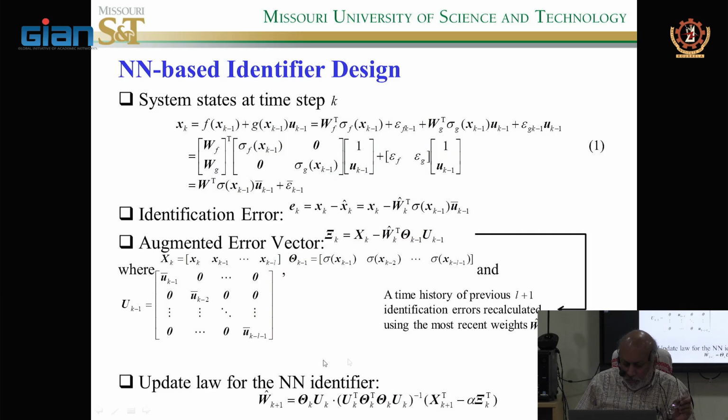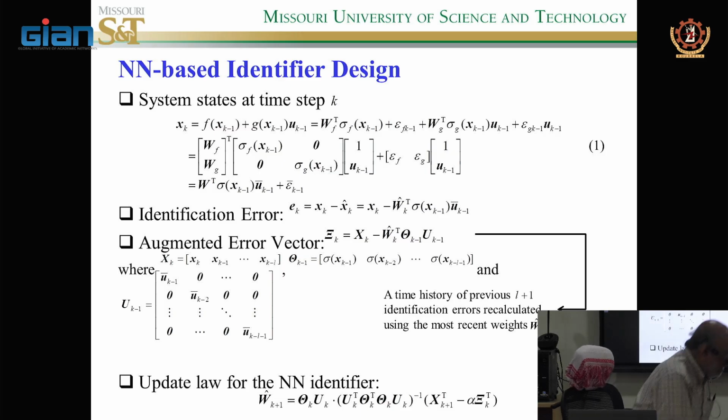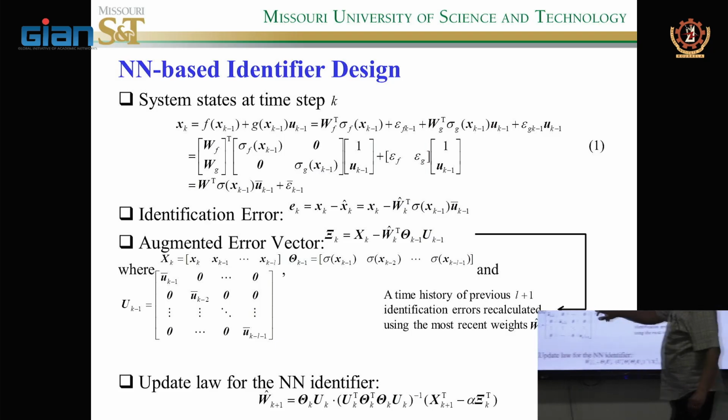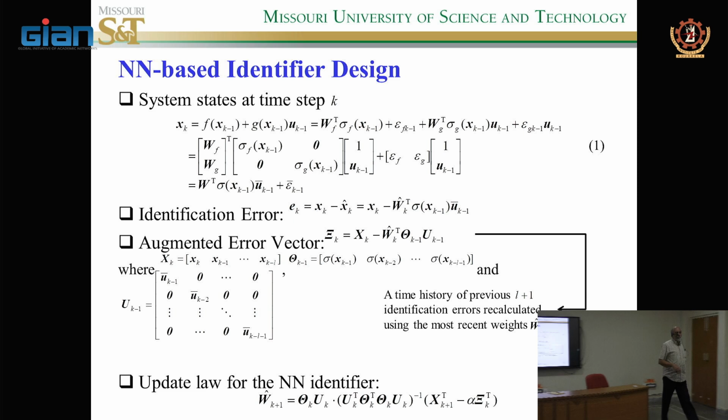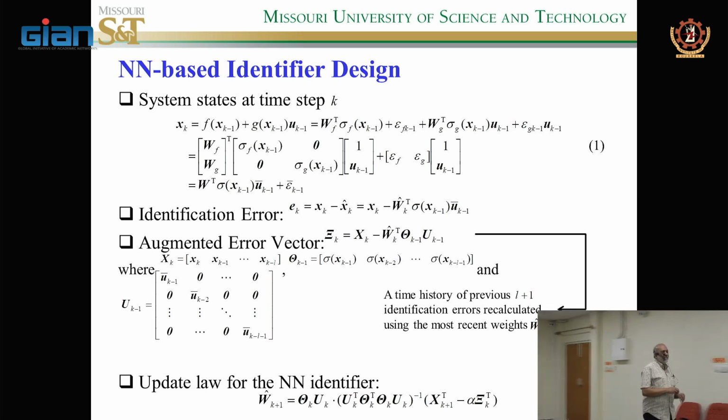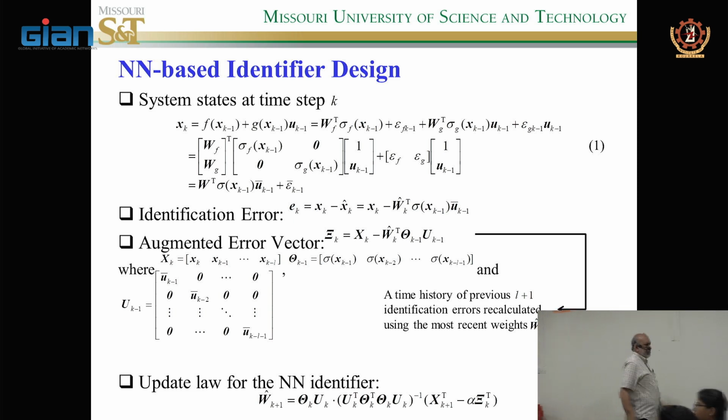Now, why are we constructing these delayed values? Can somebody tell me why? Sir, we use those as inputs. That's correct. But why? That's my question. Why do you need it?